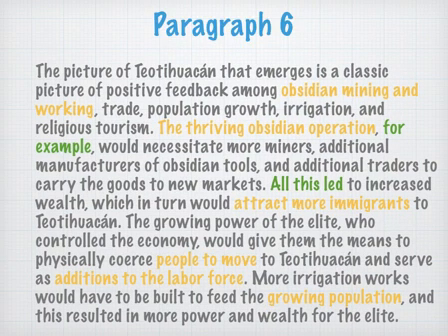If we're looking further on into the text, we have another signal phrase, all this led to increased wealth. So all this led is the reference phrase that is gathering together the list that was given in the previous sentence. So all this led is essentially now a shorthand for the thriving obsidian operation, additional manufacturers of obsidian tools, additional traders to carry the goods to the new markets. All of that is just being summed up in 3 words. The next section you can see highlighted in yellow.